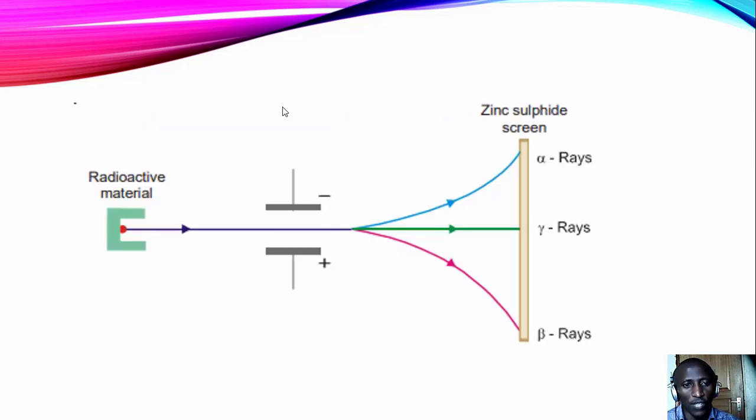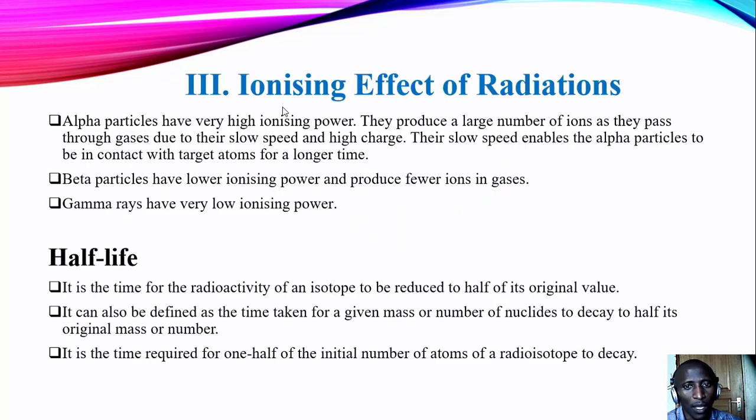In the illustration that we are seeing there, we have a radioactive material emitting the 3 radiations. However, on coming through the electric charge plates, the positive and the negative, we see alpha rays attracted to the negative plate, the beta rays attracted to the positive plate. However, the gamma rays pass through unaffected by the charges.